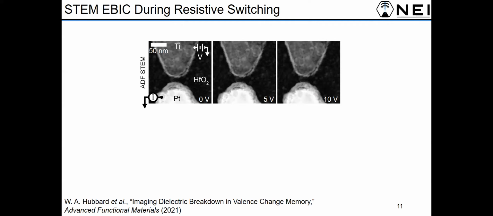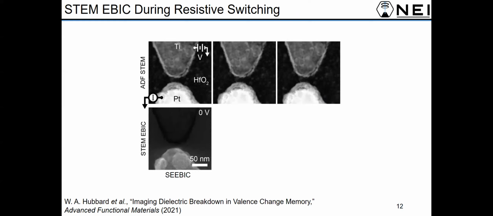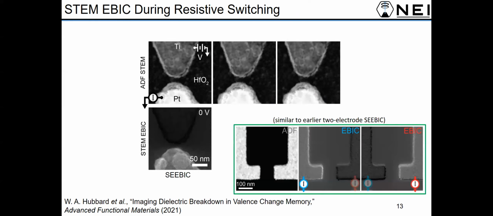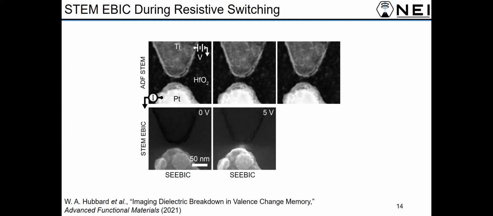However, the case is different with the EBIC signal. So to start, we have, similar to the case before, the electrode that we're connected to is showing up as bright because these electrodes are very well separated. However, as we increase the bias, we see a bright region growing out of the platinum electrode towards the titanium. And so this is a conductive filament growing from the platinum towards the titanium under bias.